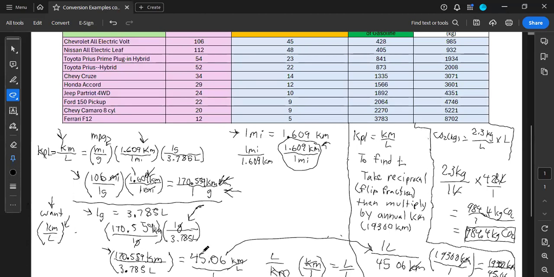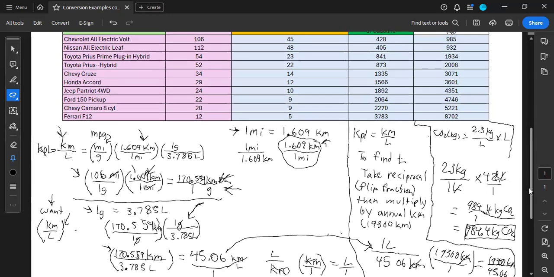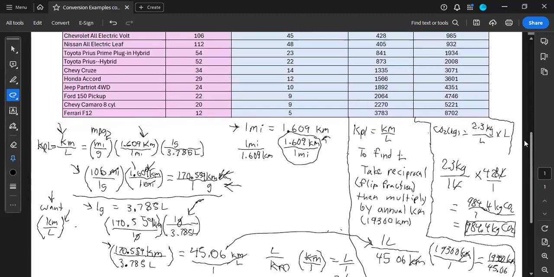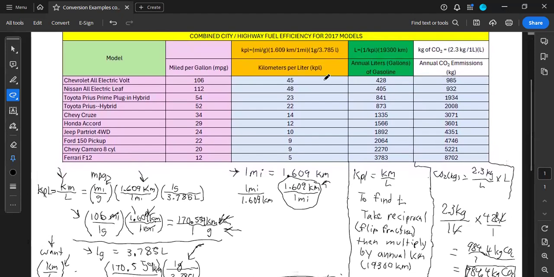When we do that, we get 45.06 kilometers per liter over 1, which is the same thing as saying 45.06 kilometers per liter. So let's just check and see if that's the value that we have in the kilometers per liter column for that car. And yes, it is. It's very close to 45.06. This obviously is rounded. So we have kilometers per liter, 45.